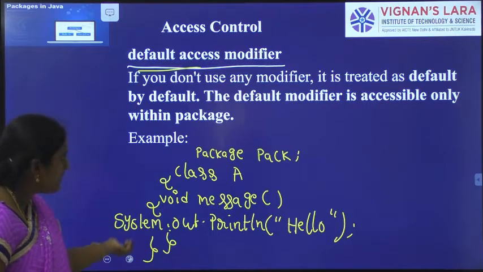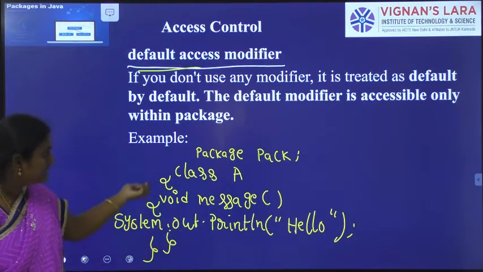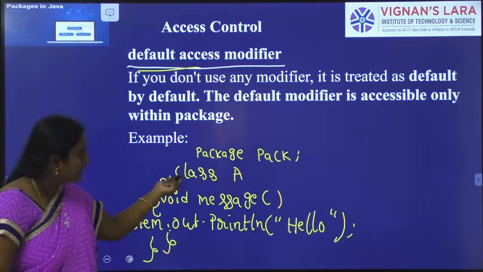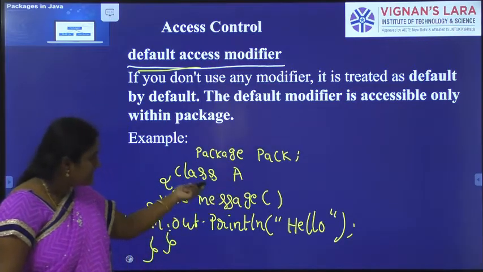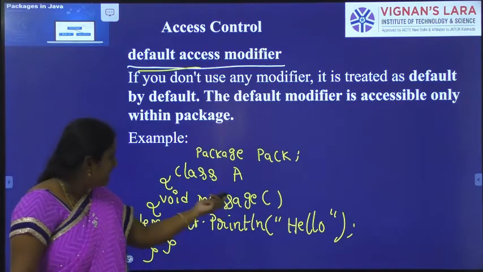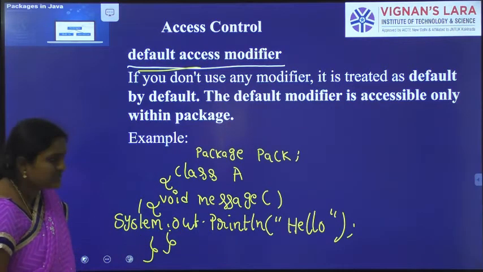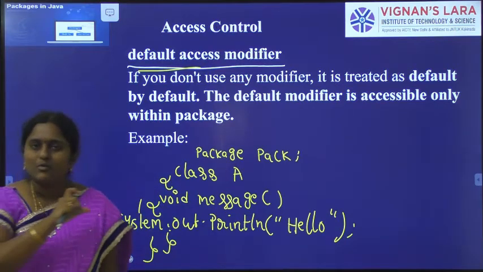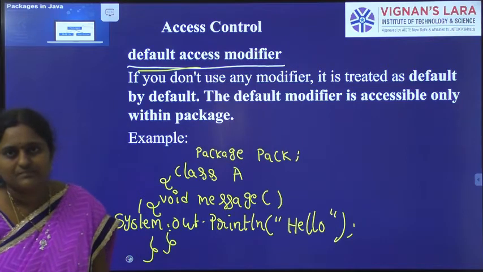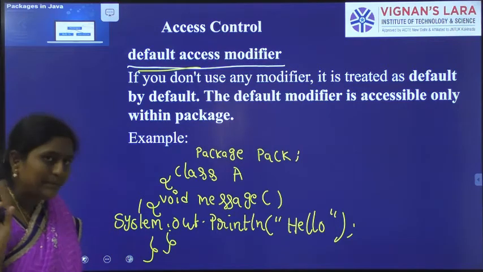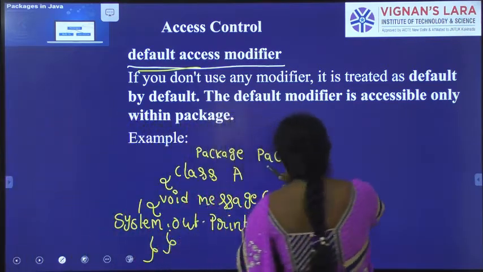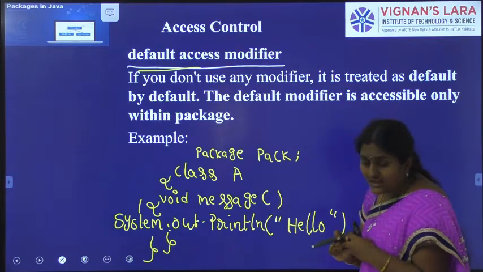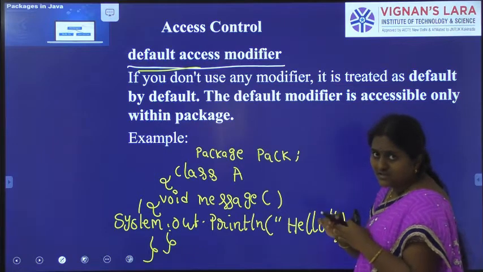So here what we have done: I have created one package, and our package name is stack. I have created one class, class A. In this class I have written one method, the message method. Here I am not specifying any access specifier, neither public nor private. So by default, it is considered a default access specifier.